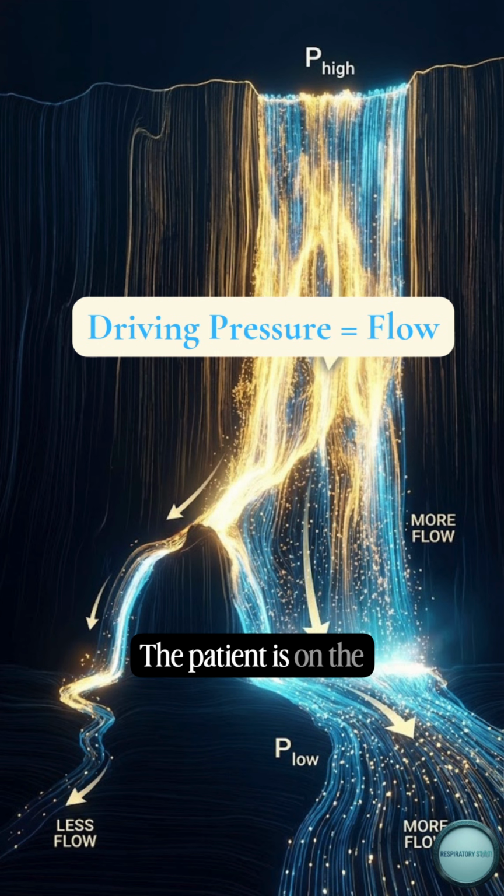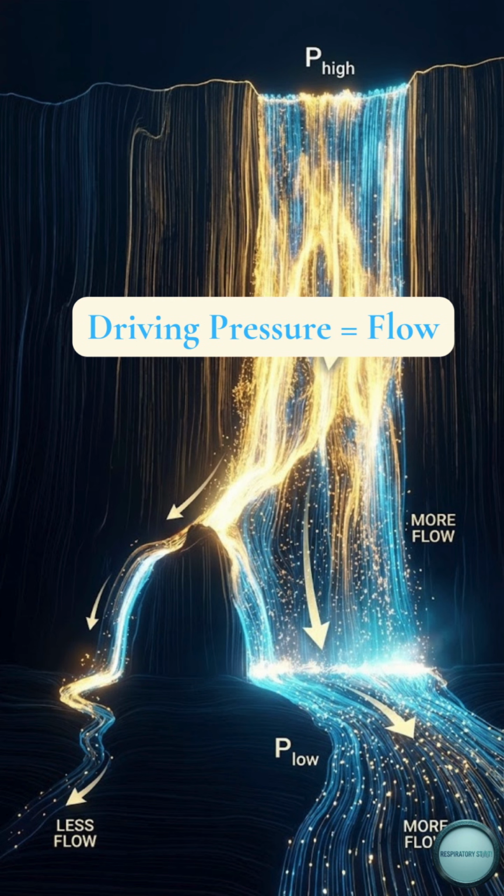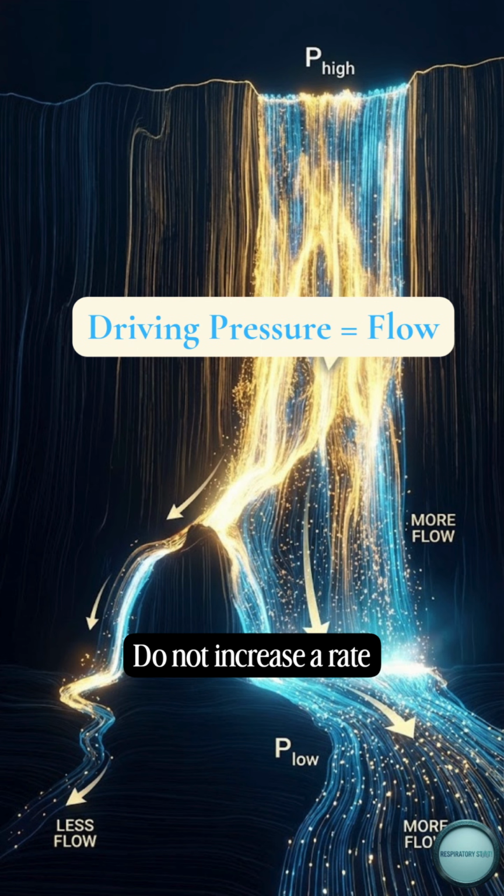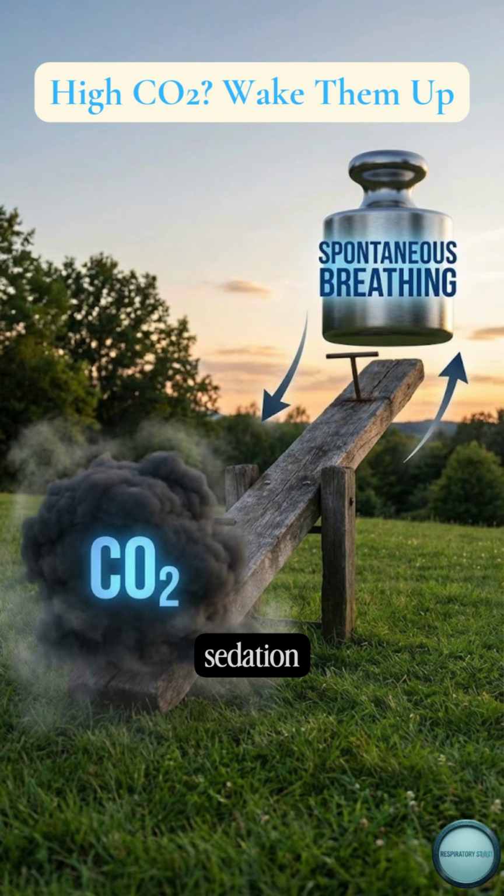Okay, the patient is on the mode, but the blood gas comes back ugly. How do we fix it? Scenario A, the CO2 is too high. Do not increase a rate. There is no rate. You have 2 moves. First, increase the delta P, increase your P high. By making the drop from high to low bigger, you create more flow, which dumps more CO2. Second, lighten the sedation. Spontaneous breathing is the best way to wash out CO2 naturally.